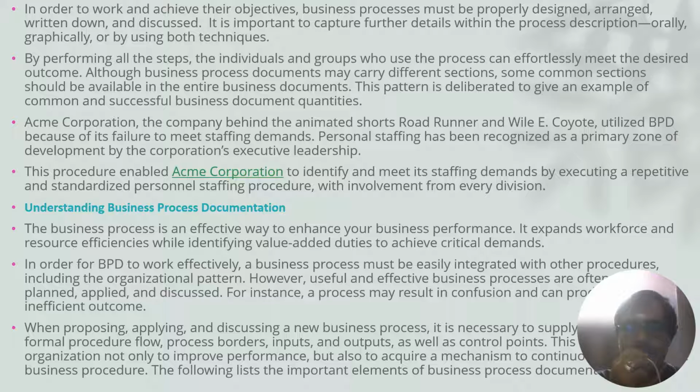And when coming to processing, or proposing a solution or whatever it may be, when proposing a solution, applying and discussing a new business process, it is necessary to supply required formal procedure flows, process borders, input and output, as well as control points. This will help the organization not only to improve the performance but also acquire a mechanism to continue the expected business procedures. So the following elements, or we can say important elements, are listed in a business process documentation, right?